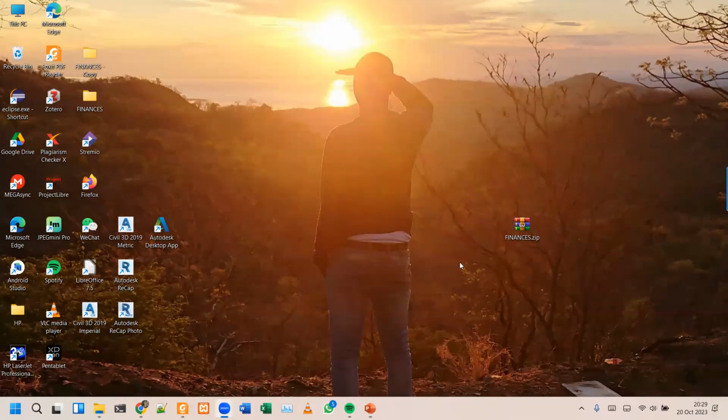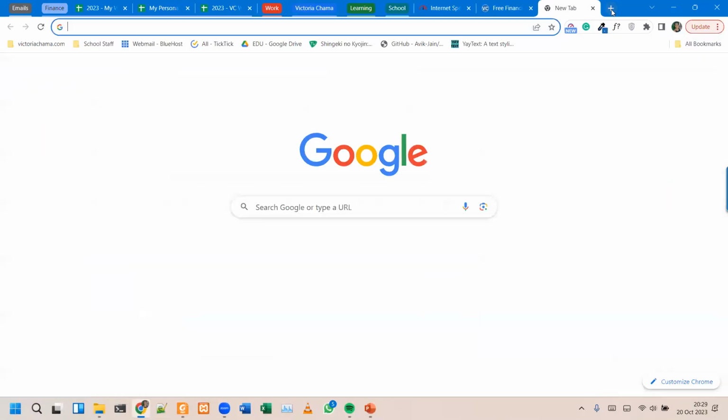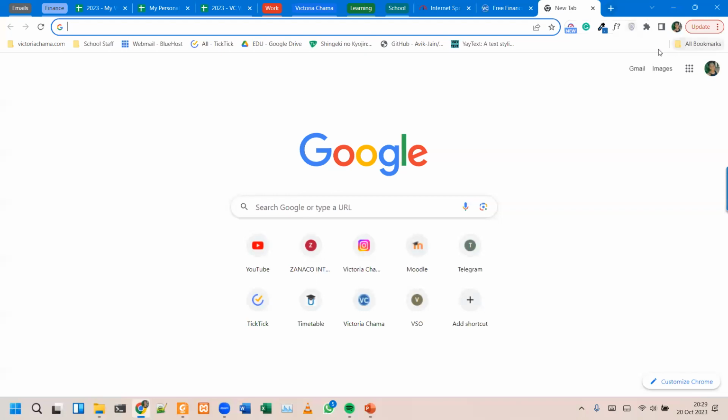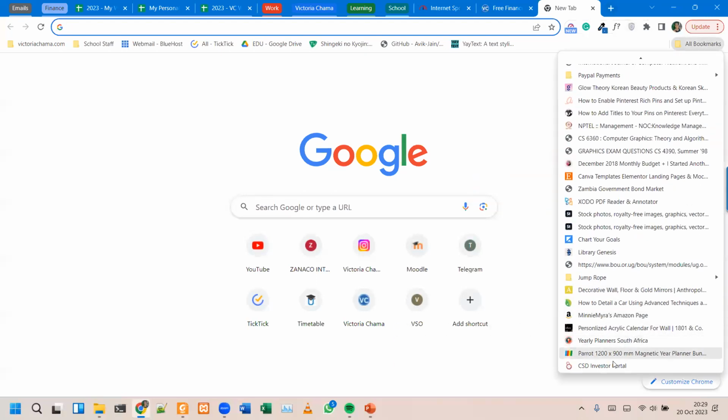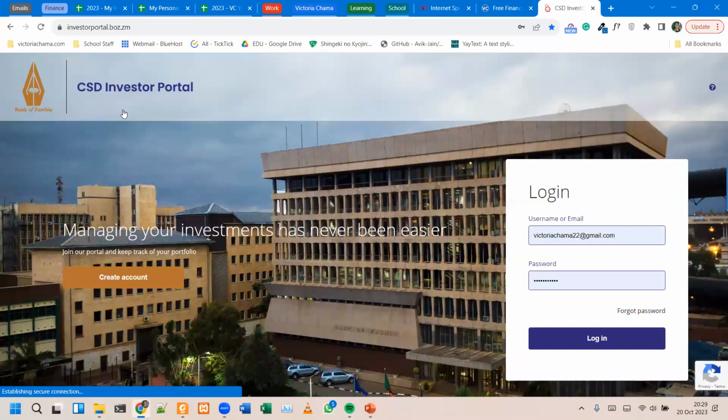Let me show you. I really love this new system that they have created for government securities. It is a life changer. This is the login page. For those people who don't have CSD accounts, I'll get to the poll. You simply click here, create account. It is seamless, works like a charm. You just need to have your NRC, know your bank details, and you're good to go.